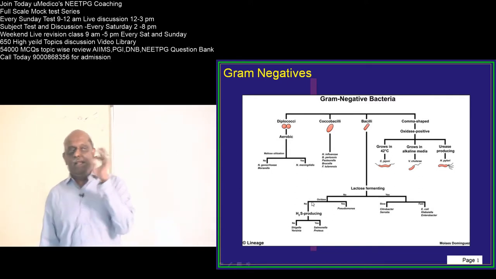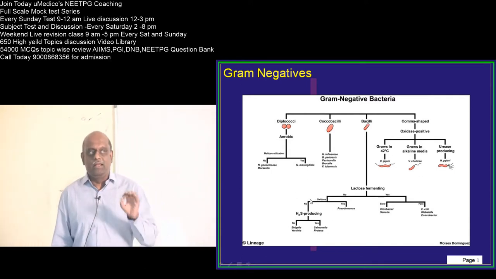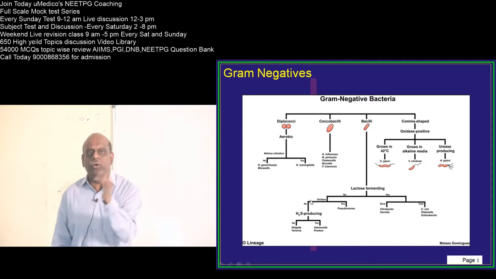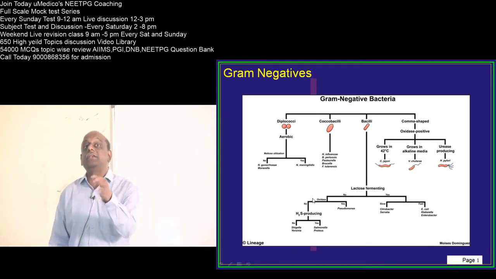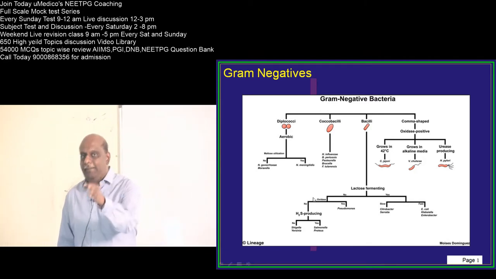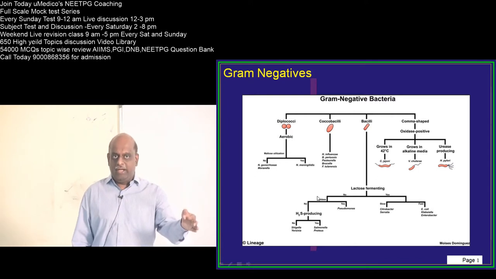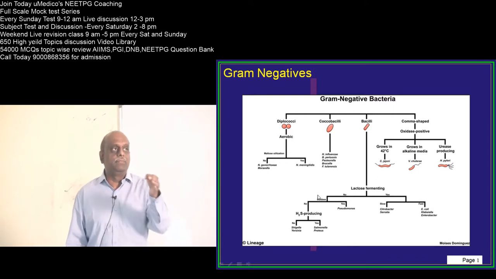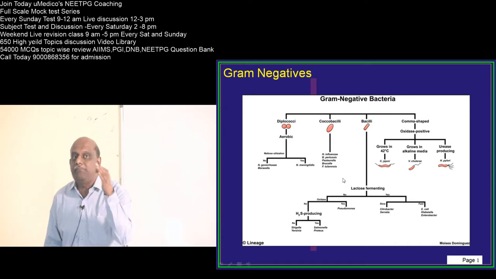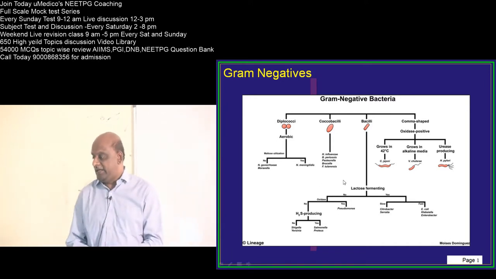So Neisseria meningitidis and Neisseria gonorrhea, favorite question of the examiner, how do you differentiate? It is the utilization of the maltose. M for meningitis, Neisseria meningococcus, and M for maltose is what you have to basically remember.